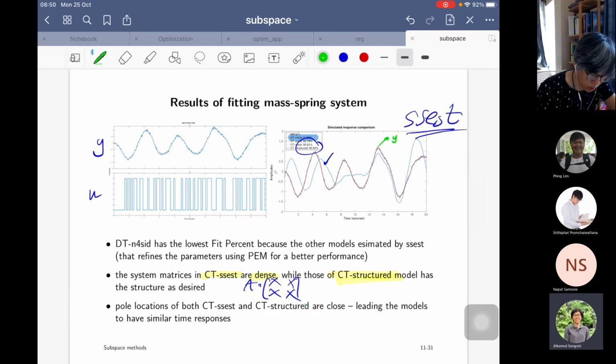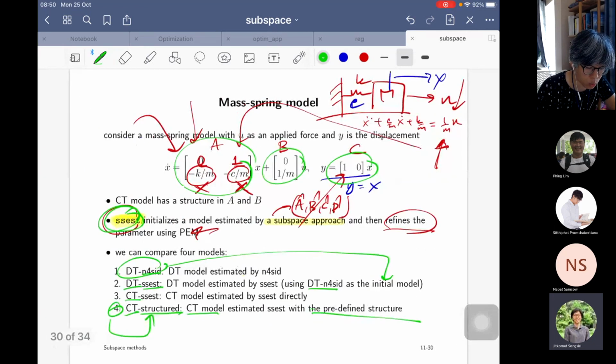But the one with the structure gives you maybe a more meaningful system parameter if you want to use A, B, C, D in that coordinate.